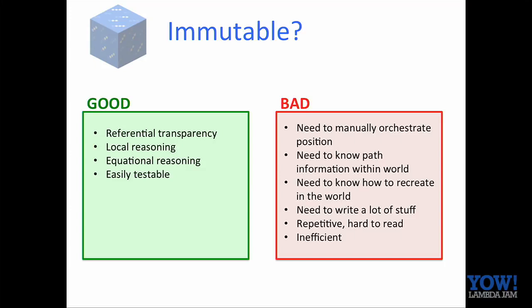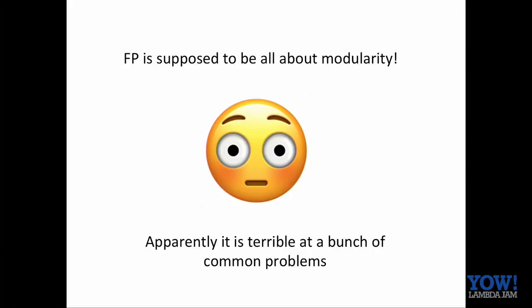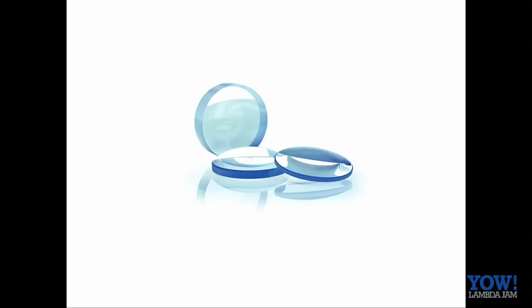And so it turns out immutability, which is so great for so many reasons, which again I don't need to repeat to you, in fact there's a kind of a trade-off because it introduces some awkwardness for some kinds of problems. We need to manually orchestrate the position of nested states, nested structures. We need to know path information. We need to know where something exists within the broader structure. And a lot of code is written to do that. So this is all terribly embarrassing because functional programming is supposed to be all about modularity. That's meant to be the slam dunk win. So this is very embarrassing. So I guess we can throw up our hands and decide that FP is terrible at a bunch of really ordinary problems. Or we can use optics.